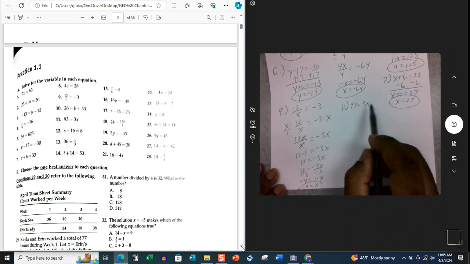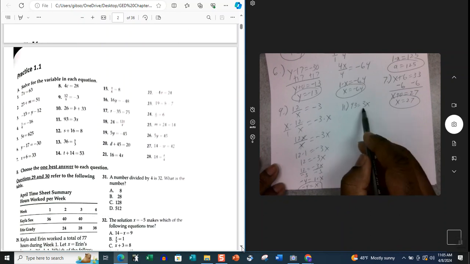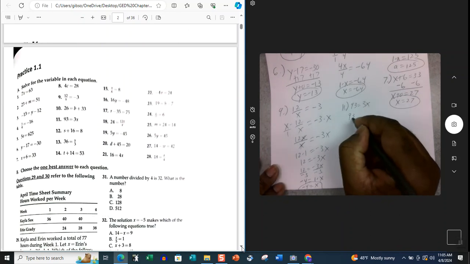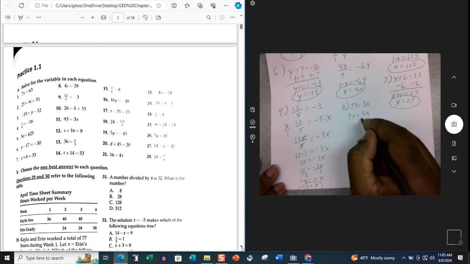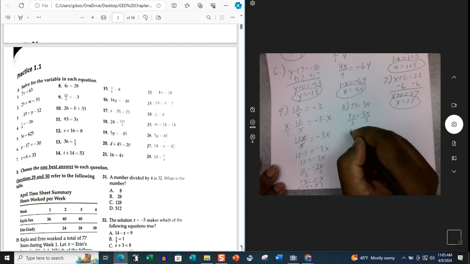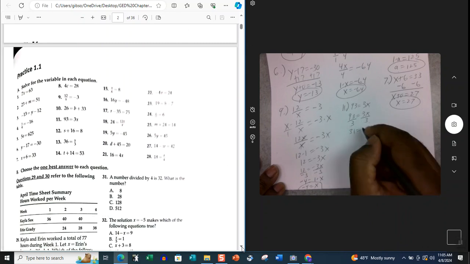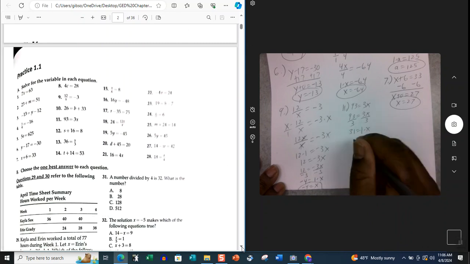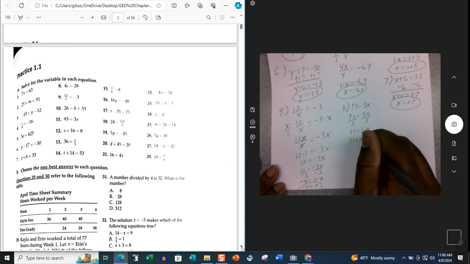Now we have x on the right side of the equal sign, which is fine. But we have to get rid of this 3. This 3 is connected to x by multiplication. So we'll divide each side by 3. 93 divided by 3 is 31. 3 divided by 3 is 1 times x. So it'd be 31 is equal to x.